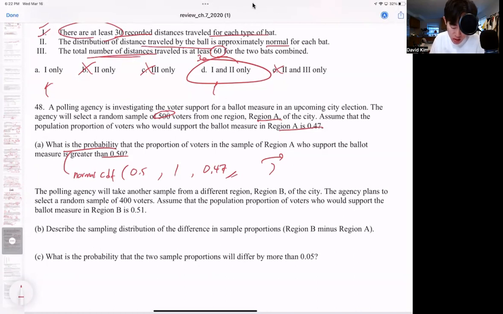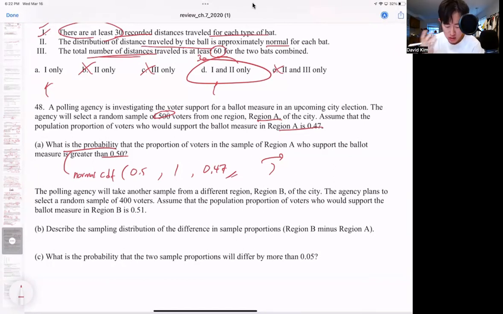The polling agency will take another sample from region B. Region B has 400 and 0.51 for the sample proportions. Describe the sampling distribution. That means to talk about the shape, the center, and the spread. So the shape is going to be normal, obviously, but how do you prove that it's going to be normal? We're going to do n times p is greater than or equal to 10, n times 1 minus p is greater than or equal to 10 for the first sample, and n2 times p2 is greater than or equal to 10, and n2 times 1 minus p2 is greater than or equal to 10 for the second, which is region B.